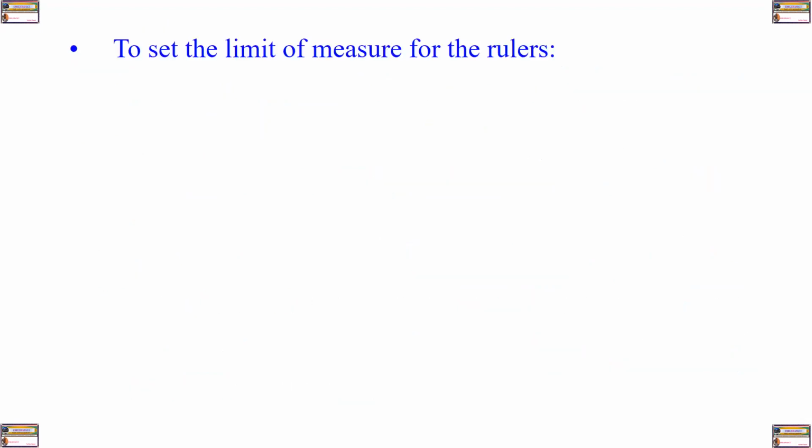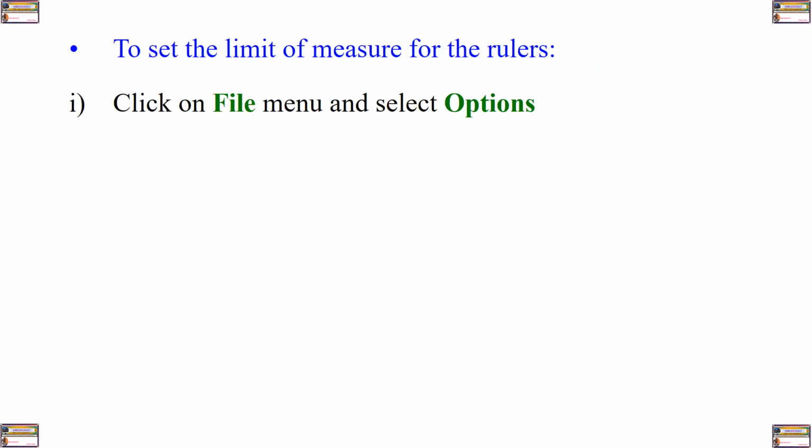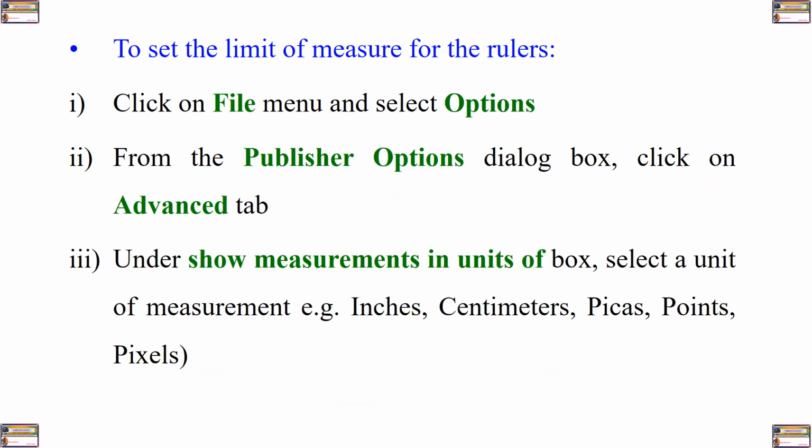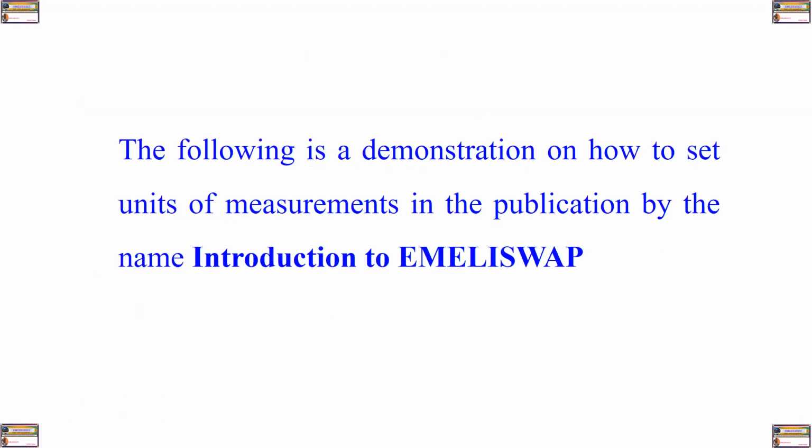So to set the limits of measure for the rulers, you click on the File menu and then you select Options. From the Publisher Options dialog box, you click on the Advanced tab. Under the Show Measurements in Units of box, select a unit of measurement, for example, inches, centimeters, picas, points, pixels, and then you click OK. So the following is a sample demonstration on how we can set units of measurement in our publication by the name Introduction to MLSWAP.